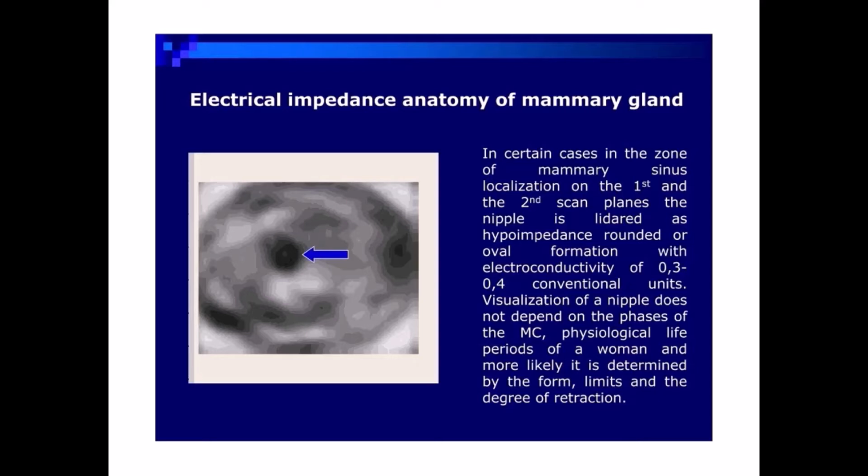is identified as a hypoimpedance rounded or oval formation with electroconductivity of 0.3 to 0.4 conventional units. Visualization of a nipple does not depend on the phases of the menstrual cycle or the physiological life periods of a woman, and more likely it is determined by the form, limits and the degree of retraction.